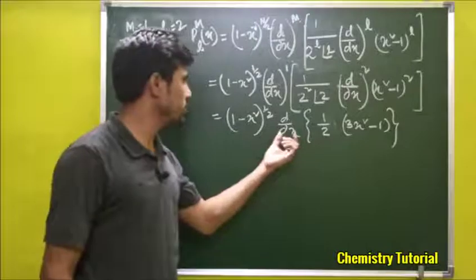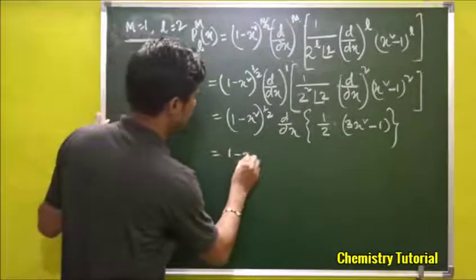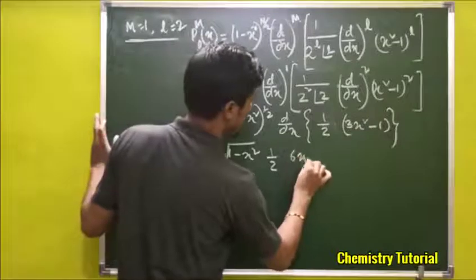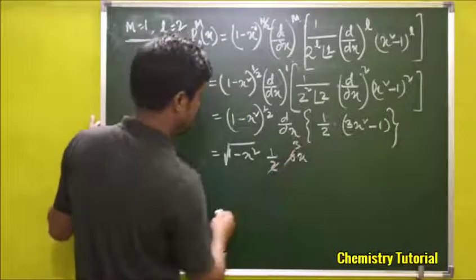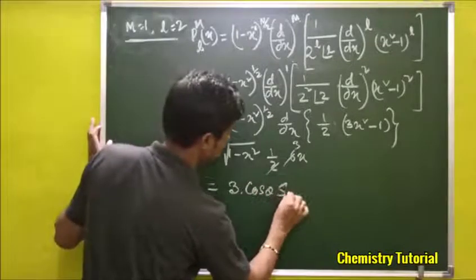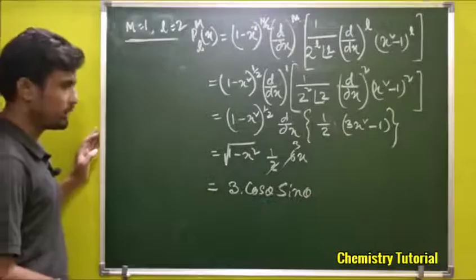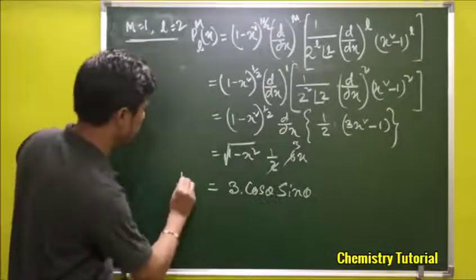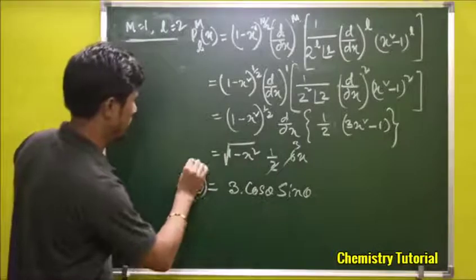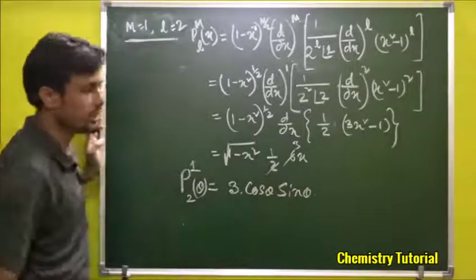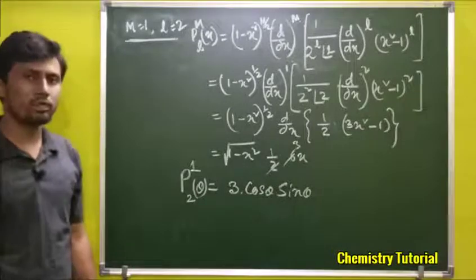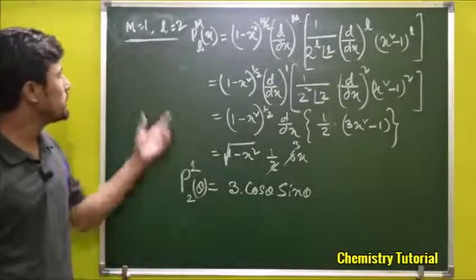So if you differentiate this term with respect to x, then it will give you 1 minus x square, root over half will come out and 6x, 3x. So 3 into cos theta, this will give you sin theta. So the associated Legendre polynomial when m equal to 1 and L equal to 2 is 3 cos theta into sin theta. So this is how you can calculate the different polar wave function for different values of m and L.